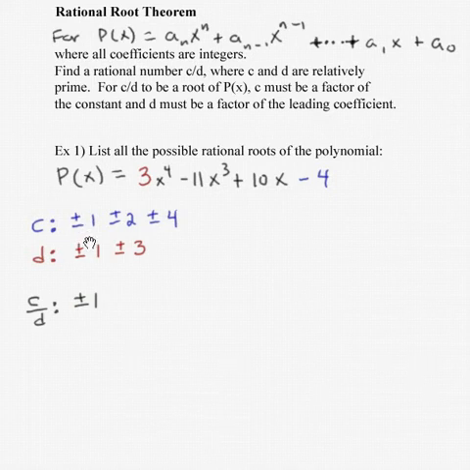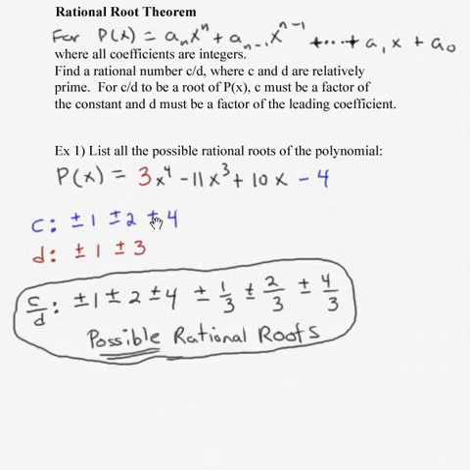So I can have plus or minus 1 over plus or minus 1, which is plus or minus 1. Plus or minus 2 over plus or minus 1 is plus or minus 2. Plus or minus 4 divided by plus or minus 1 is plus or minus 4. And then all the numbers over plus or minus 3. So plus or minus 1 over plus or minus 3 is plus or minus 1/3. Plus or minus 2 over plus or minus 3 is plus or minus 2/3. And plus or minus 4 over plus or minus 3 is plus or minus 4/3.